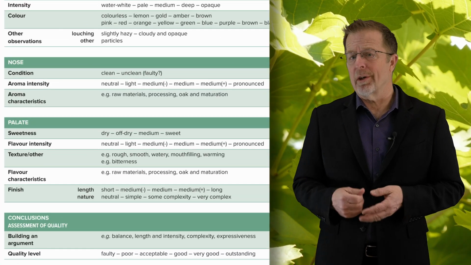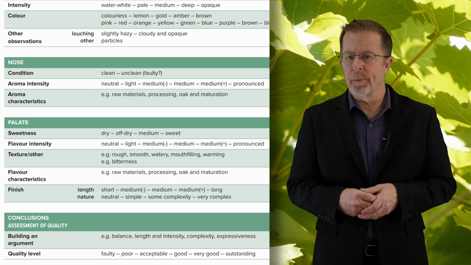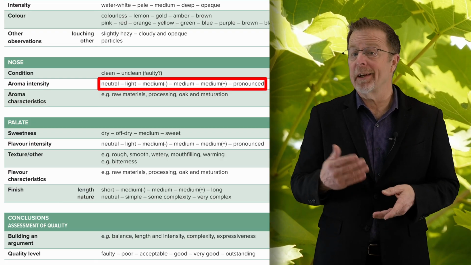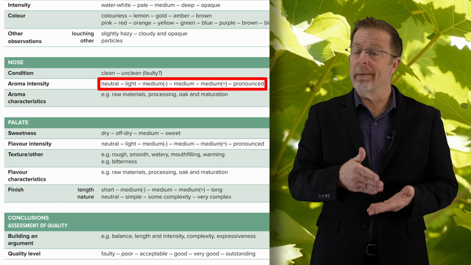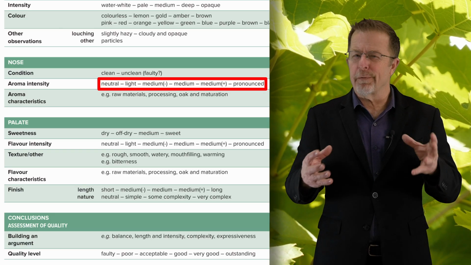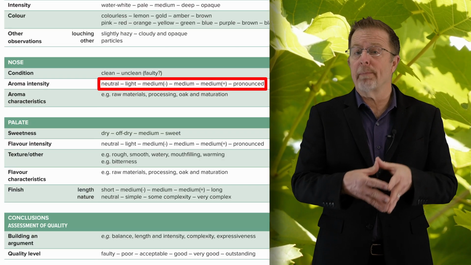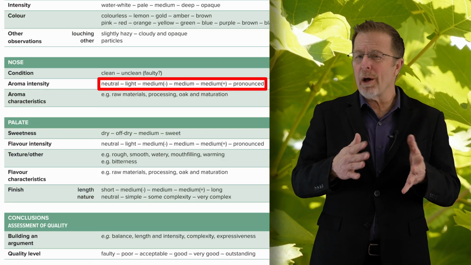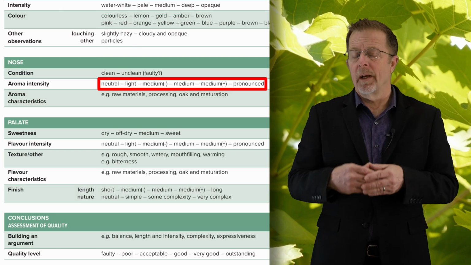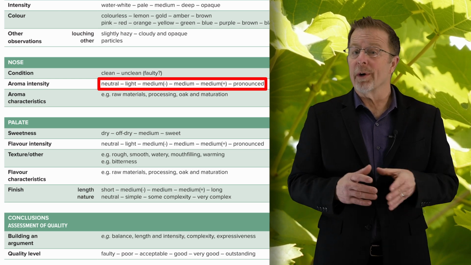Now let's assess the nose, which is worth 5 marks. Because examination samples are guaranteed to be fault-free, there are no marks awarded for condition, clean versus unclean. Your first mark comes from aromatic intensity. This is another hyphenated line: neutral, light, medium minus, medium, medium plus, pronounced. Because so many spirits fall into the medium-ish category, WSET divides it into those 3 parts. So you can specify if it's on the lower end, right in the middle, or on the higher end of medium. Again, pick exactly 1.